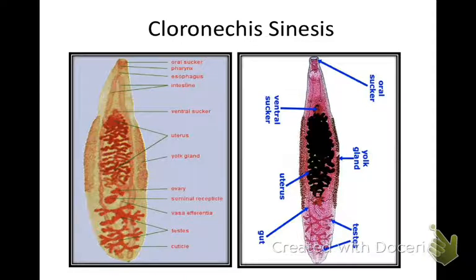reproduction. So in the middle of the animal you have an ovary, which is producing eggs, which pass into the uterus, where the eggs mature, and they are loaded with yolk granules that are produced by the yolk gland. And then you also have the testes, which will be producing the sperm, which are passed into a storage structure called the seminal vesicle.